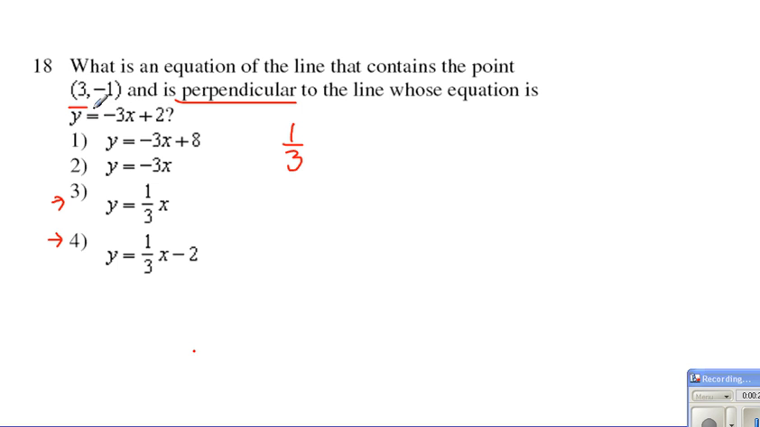But it has to satisfy 3 comma negative 1. That means when you plug in 3, you should get negative 1. Then it will not be this one, but rather number 4.